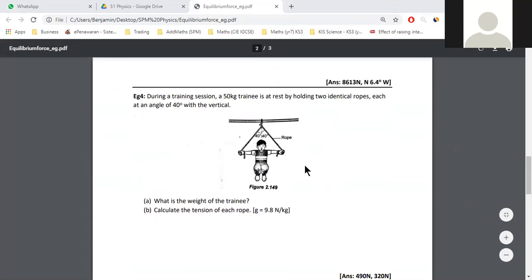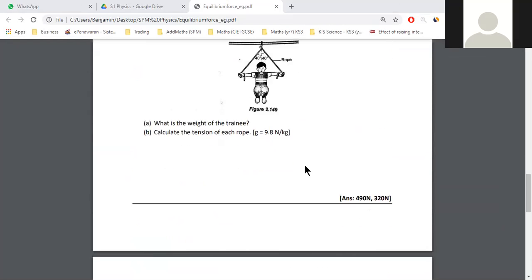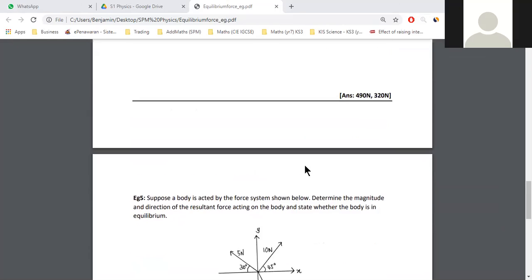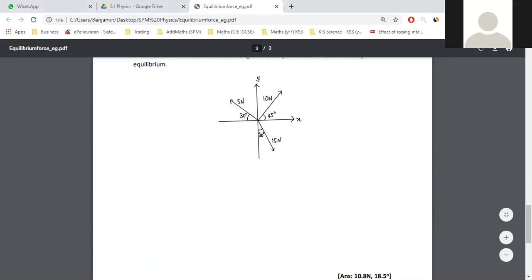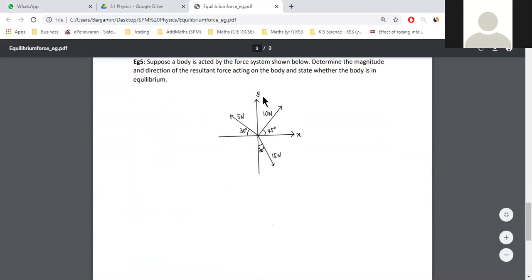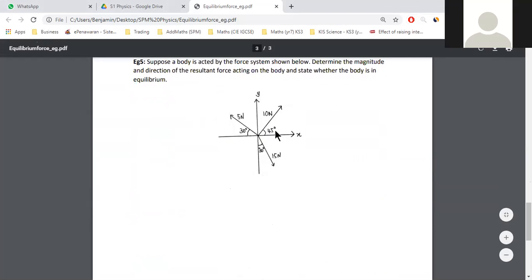Okay, example 4. Later you go back and try yourself. Later I will send the question to the group also. Okay, question example 5, the last one. I show you one last question, and then you try out the exercises. Example 5, very similar also.